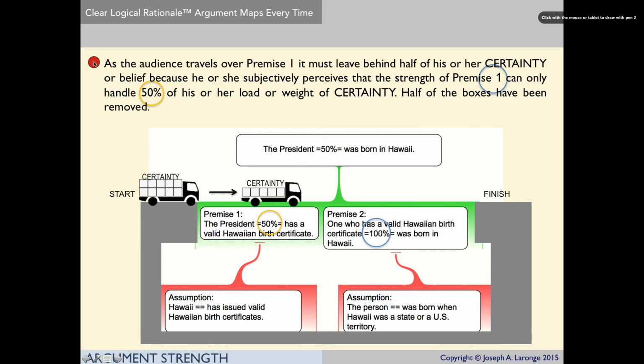So here's what happens. As the audience travels over premise 1, it must leave behind half of his or her certainty or belief because he or she subjectively perceives that the strength of premise 1 can only handle 50% of his or her load or weight of certainty, the probative weight. So half of the boxes have been removed. So you can see it starts out, this is how to think about it with an embodied metaphor. You start out the line of reasoning, the audience considers it, but because they perceive that the truth of this first premise is only 50%, they have to dump half the load of this certainty, 5 of the boxes. So before they get to this 100% solid, absolutely solid premise, the truck only has half the certainty remaining before it even starts over there.